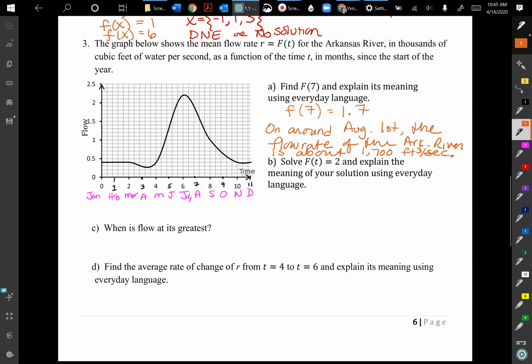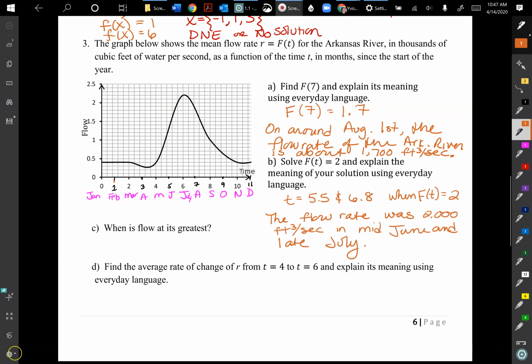For the next one, I want you to try that one on your own. Do be careful though, because we're looking at F of T equals 2. So we're finding the output and then where my inputs are. So draw a line across, or put a piece of paper or ruler or whatever you're using, and it hits at 2 points. Then just travel down and see how you interpret that. So go ahead and try that, and then I'll write the answer there and check back in a sec.